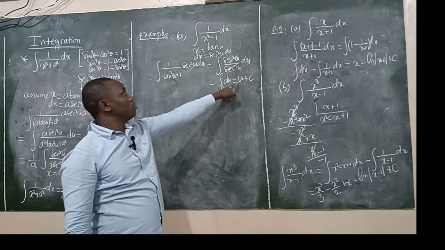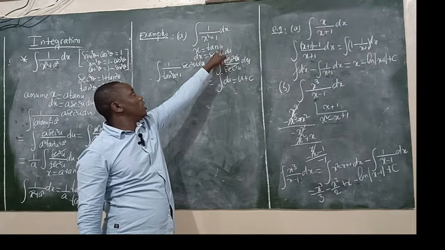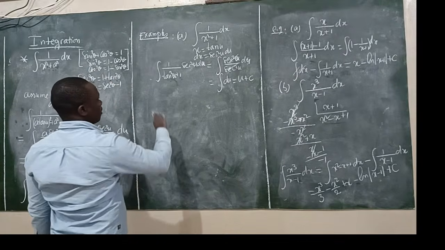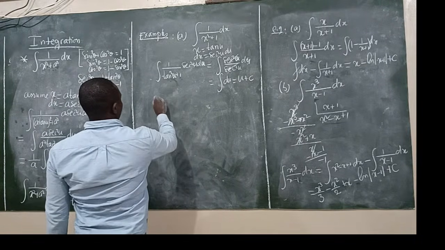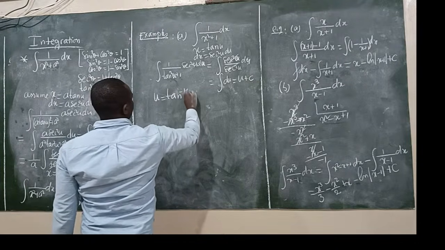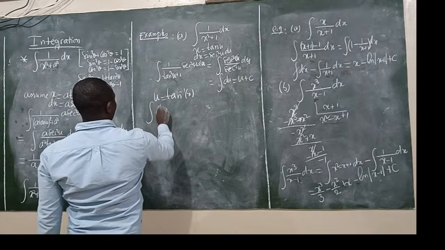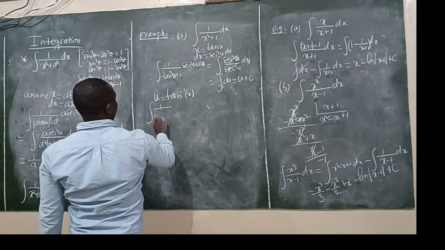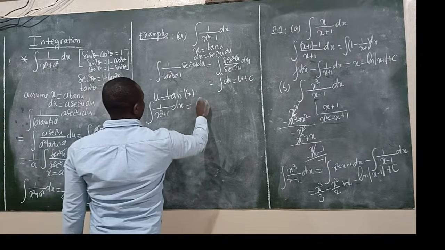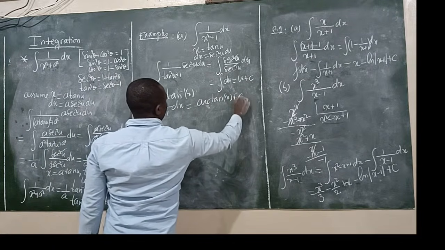Because here we have u and x is a function of u, we need to make u a function of x. Okay? Now, u must be tan inverse of x. In other words, the integral of 1 over x squared plus 1 dx is the arctangent of x plus c.